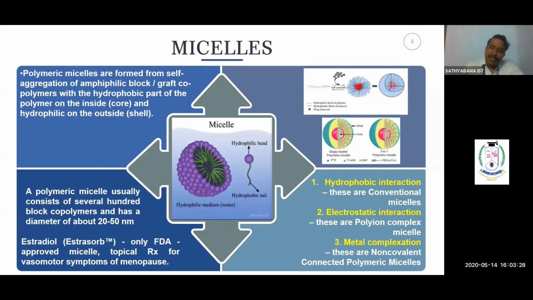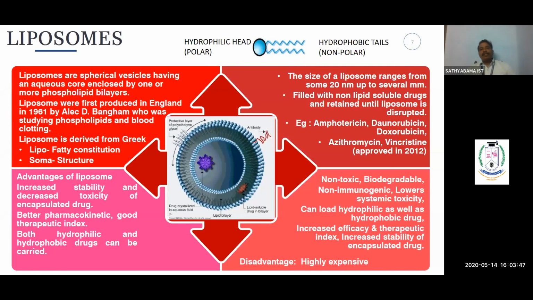I told you the first one is called hydrophobic interaction. The second one is called electrostatic interaction. The third one is called metal complexation or interactions, where we have non-covalent materials connected with the polymeric micelles. Clear? Okay, the next one is called liposomes.